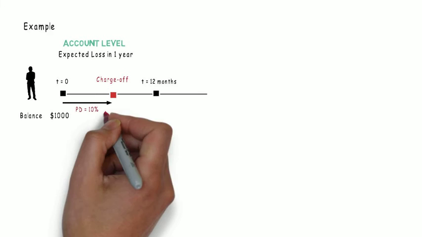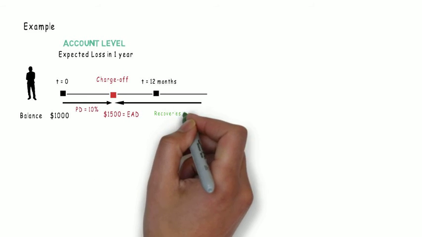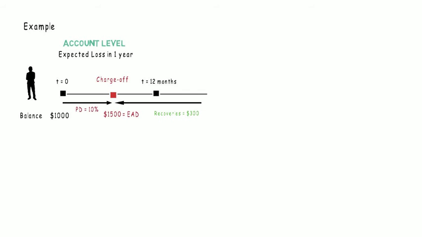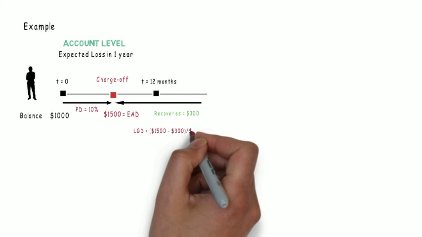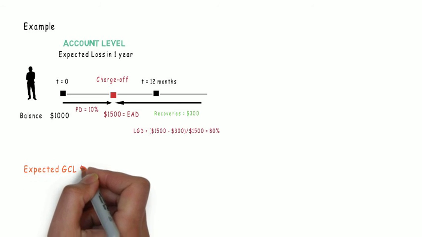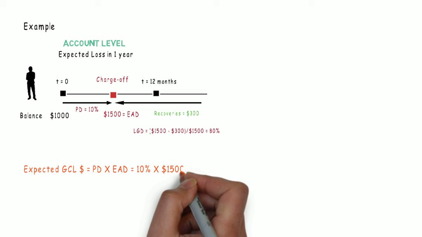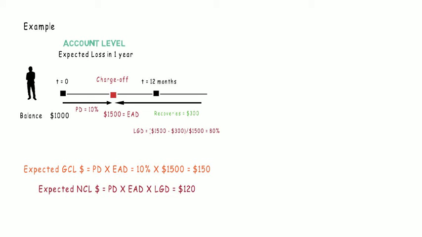Based on a similar analysis, we estimate that in case the account defaults, the balance would increase to $1,500. So, the EAD would be $1,500. Finally, let's say that the bank will be able to recover $300 out of these $1,500 from the consumer in case of the default, which means the bank will eventually lose $1,200. Hence, the LGD is equal to 1,200 by 1,500, which is equal to 80%. Expected GCL in the next 1 year for this account is equal to PD multiplied by EAD, which is equal to $150. And expected NCL, which is the product of PD, EAD and LGD, is equal to $120.